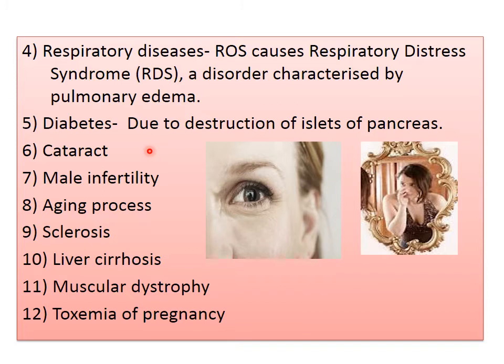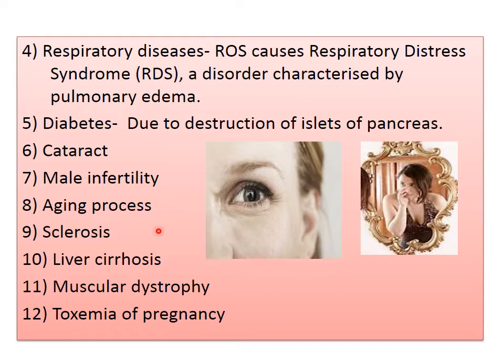Tissues of the eyes, including the lens, have a high concentration of free radical scavenging enzymes, and that's why it is proved that cataract is formed by free radical attack, because the free radical damaging enzyme activity is increased there. That's why we can see that free radicals have been increased there. Also male infertility and the aging process: in the aging process also free radical damage is seen.